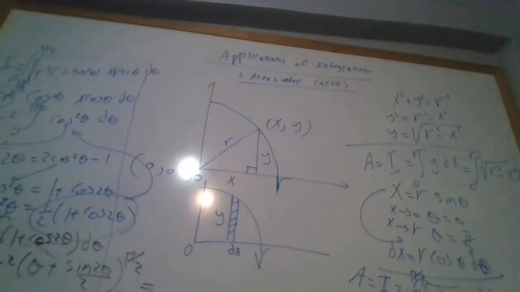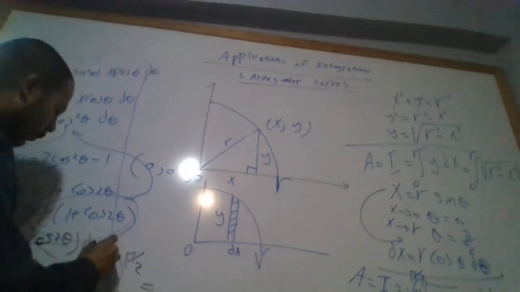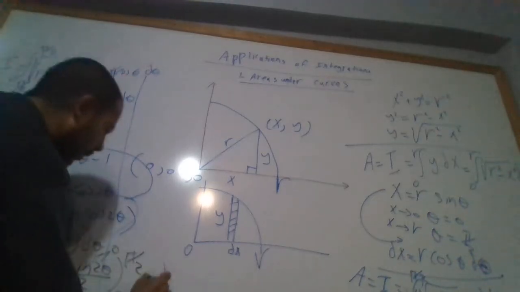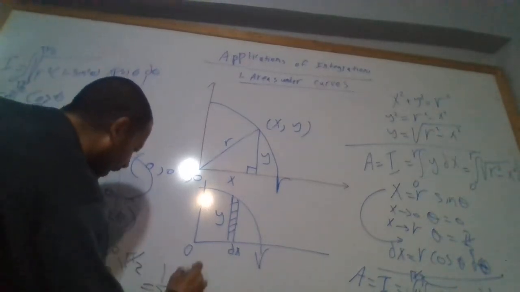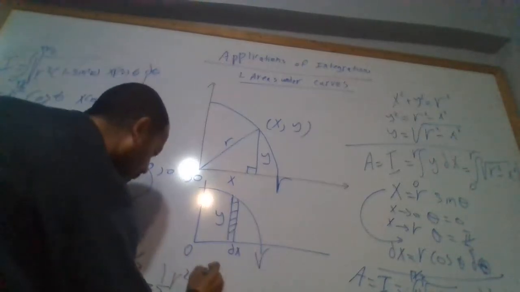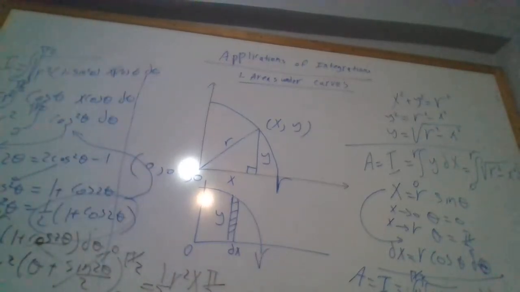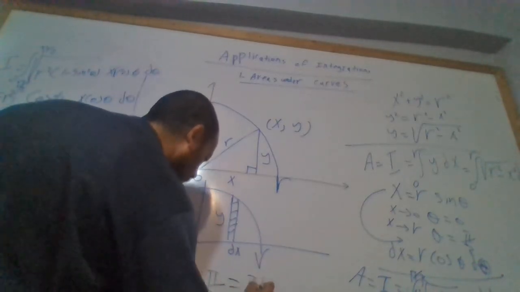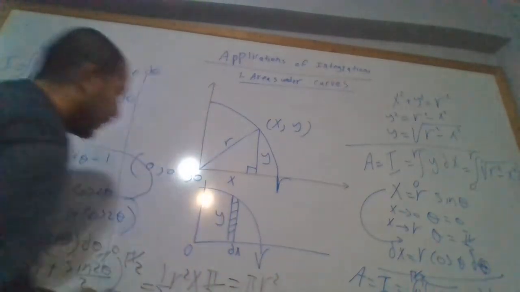When you substitute here, this term will vanish, will be 0, and you will find yourself with just half r squared times pi over 2, which adds up to pi r squared over 4.